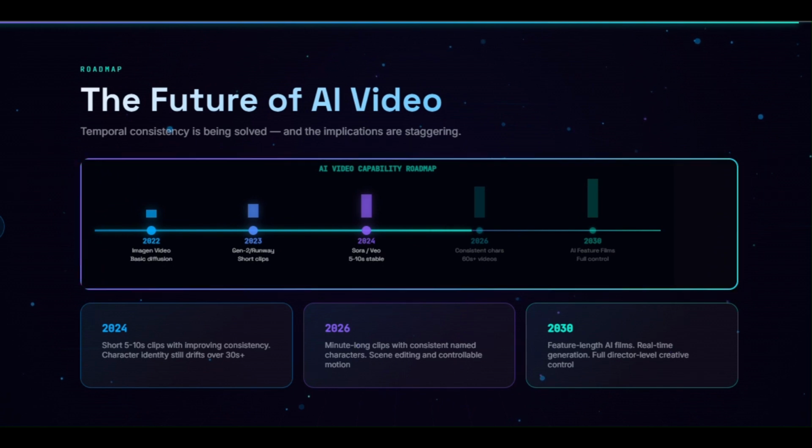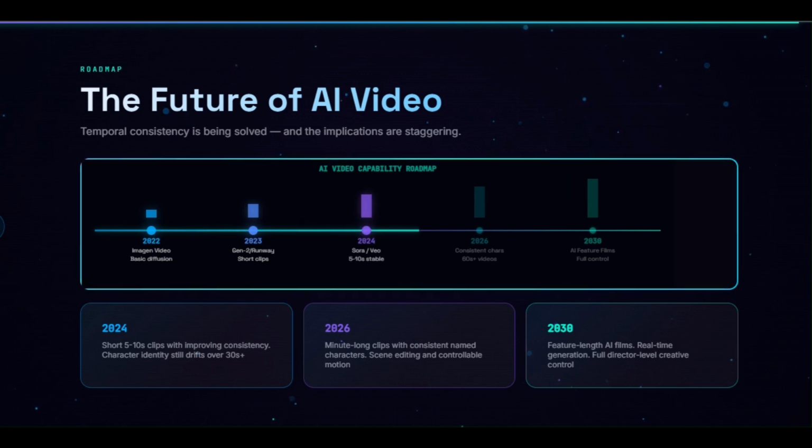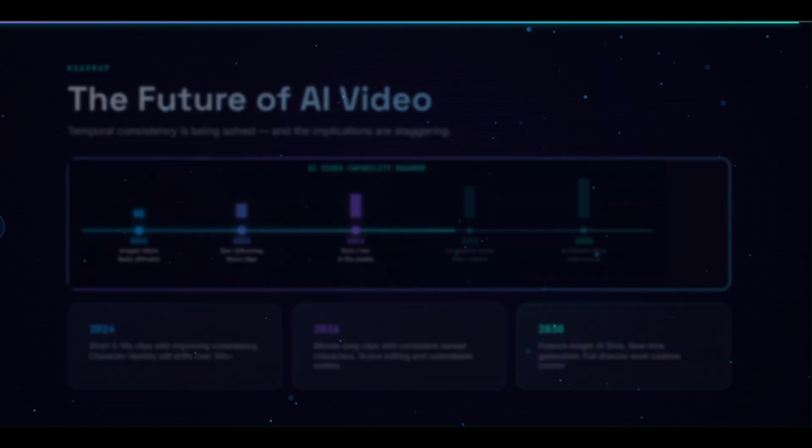Temporal consistency is improving rapidly. Today's systems can generate short clips with increasingly stable characters and environments. Future systems will maintain consistency for minutes instead of seconds. We'll see controllable actors, editable scenes, persistent characters, and eventually fully AI generated films with cinematic level coherence. The biggest obstacle has never been image quality, it's been consistency. And we are getting closer to solving it.